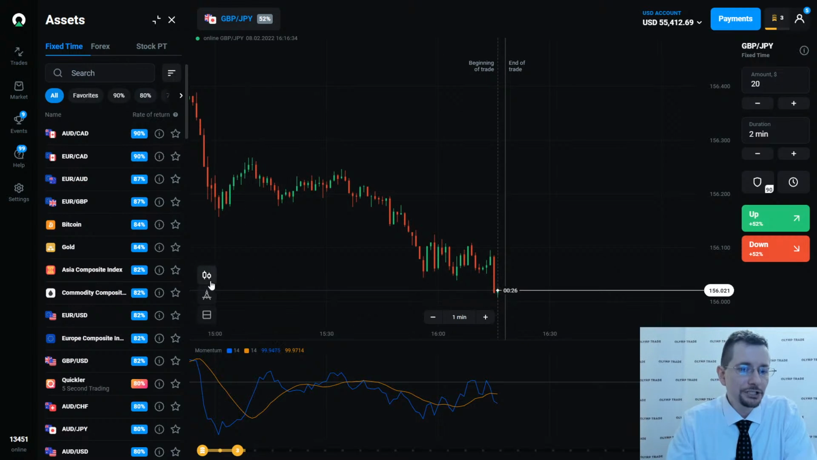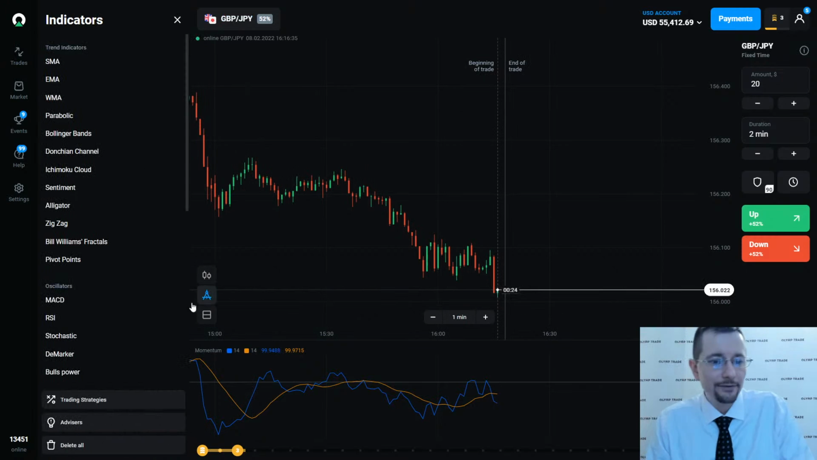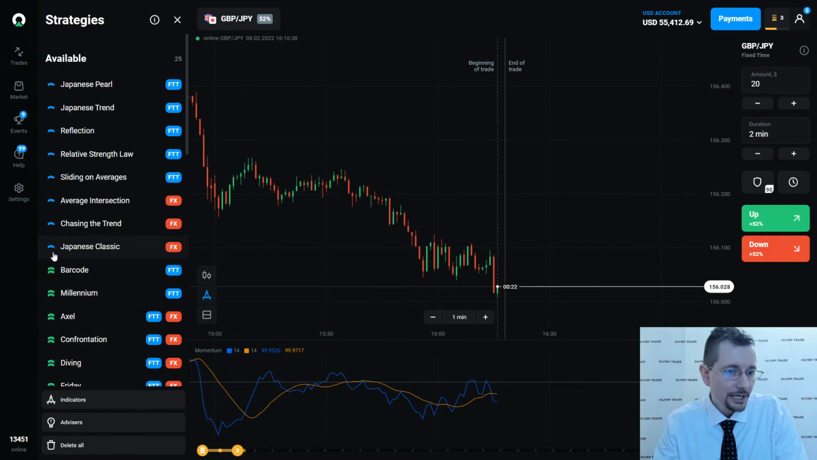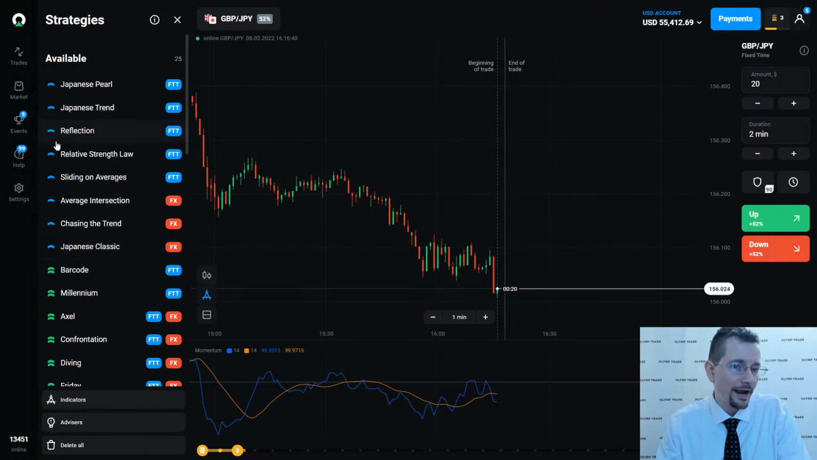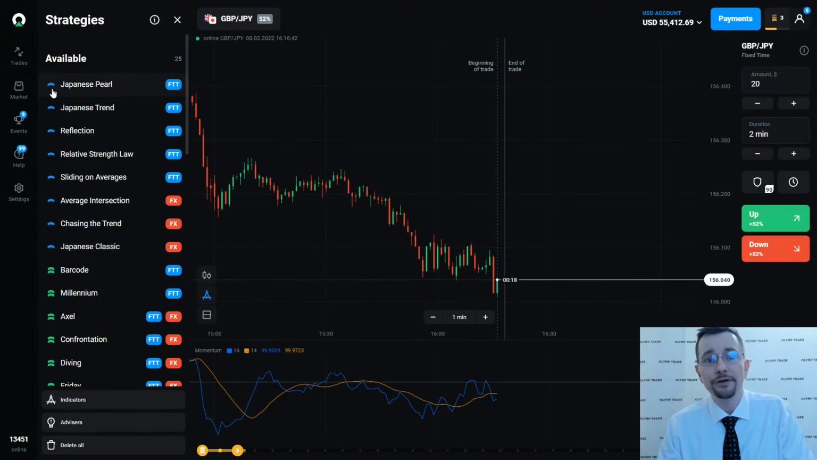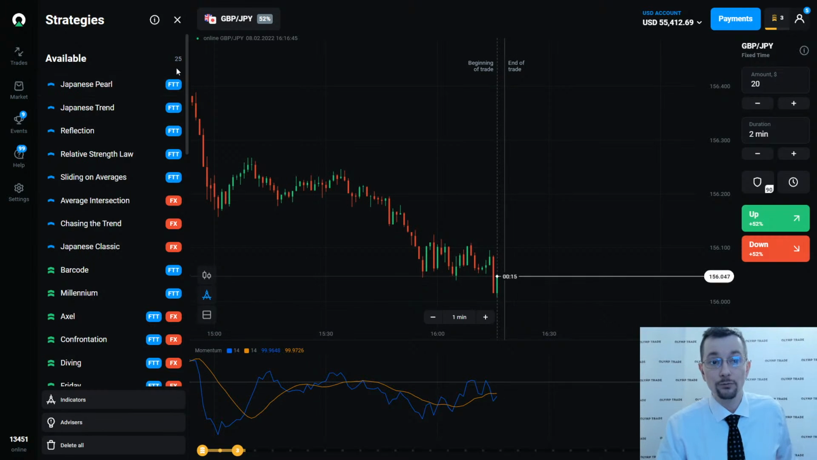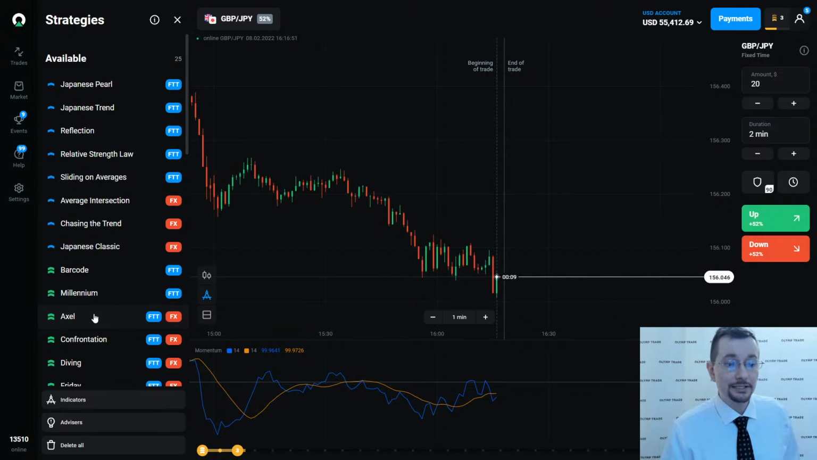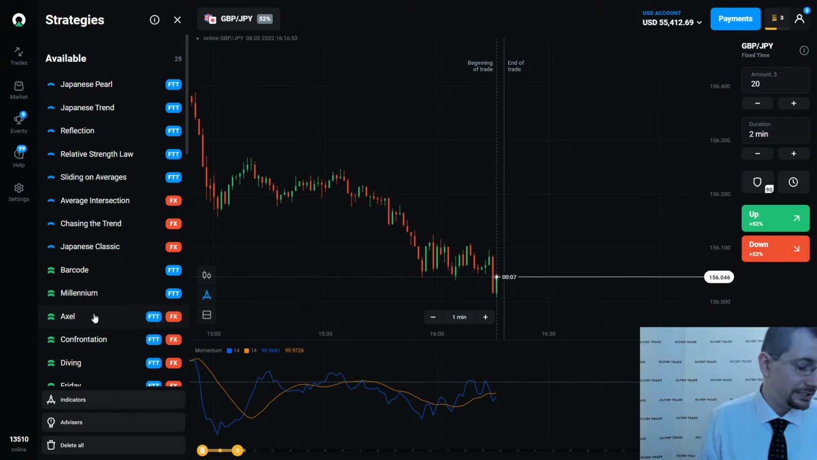There's a lot of strategies for beginners as well. If we have a look at trading strategies, everything that has one rank right here, those are all free, and right here you can tell what platform it's for. Like this is for FTT, this is for FX. The Axel strategy that we're using today works both for the FTT and the FX platform.